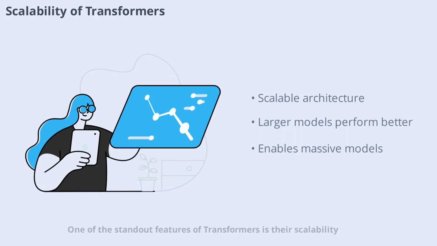One of the standout features of transformers is their scalability. As models grow larger and are trained on more data, their performance continues to improve. This scalability has led to the creation of massive models like GPT-3, which can generate human-like text and perform a wide range of tasks with minimal supervision.